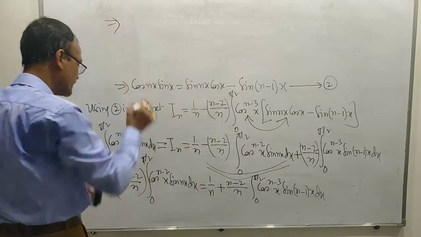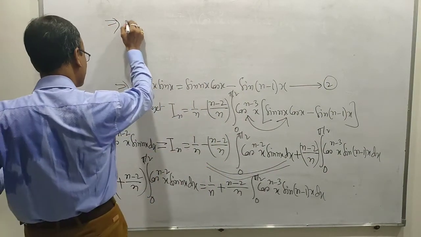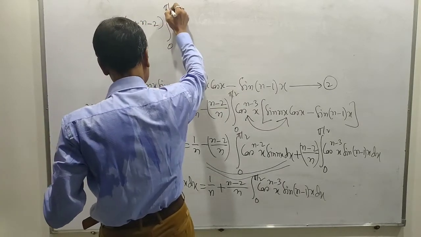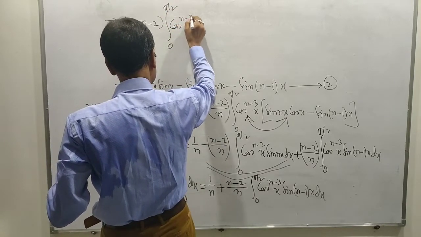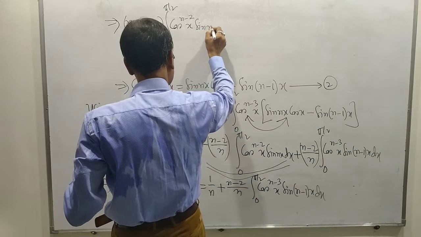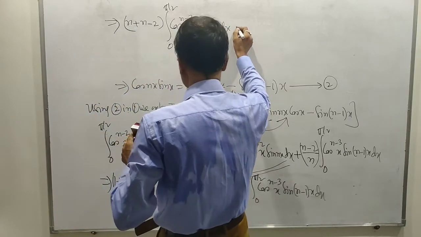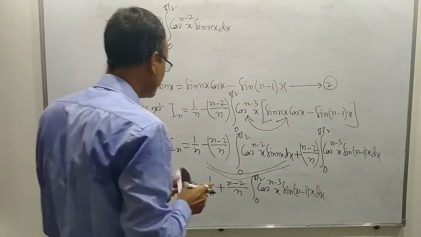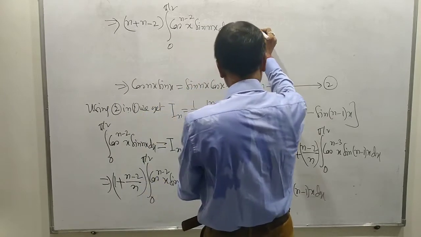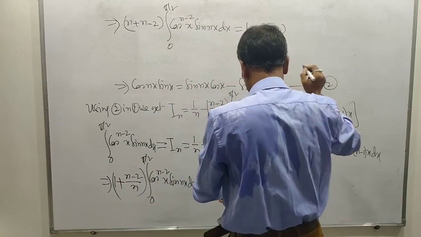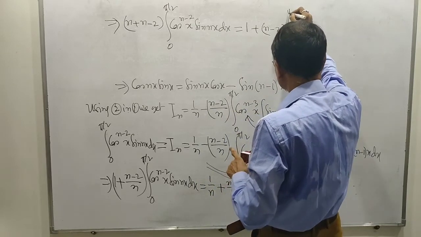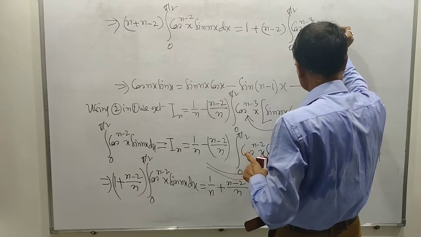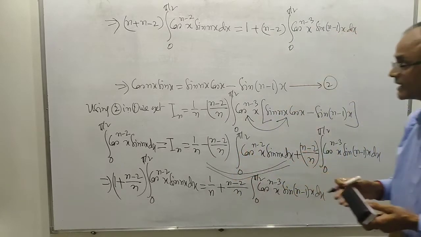This means multiply both sides by n. n plus n minus 2, integral 0 to pi by 2, cos to the power n minus 2x sin nx dx. Multiply both sides by n. This is equal to 1 plus n minus 2, into integral 0 to pi by 2, cos to the power n minus 3x sin n minus 1 x dx. Am I right?